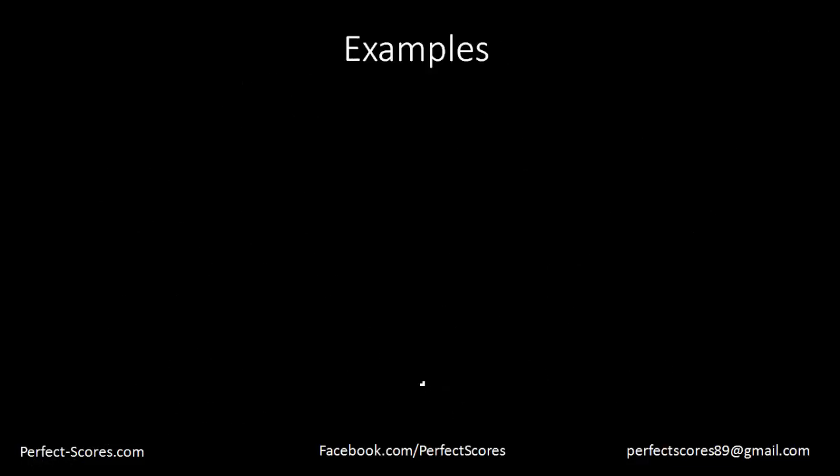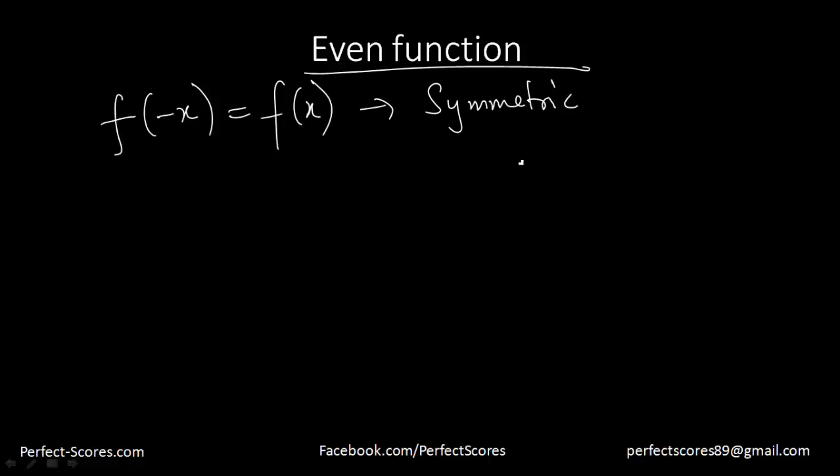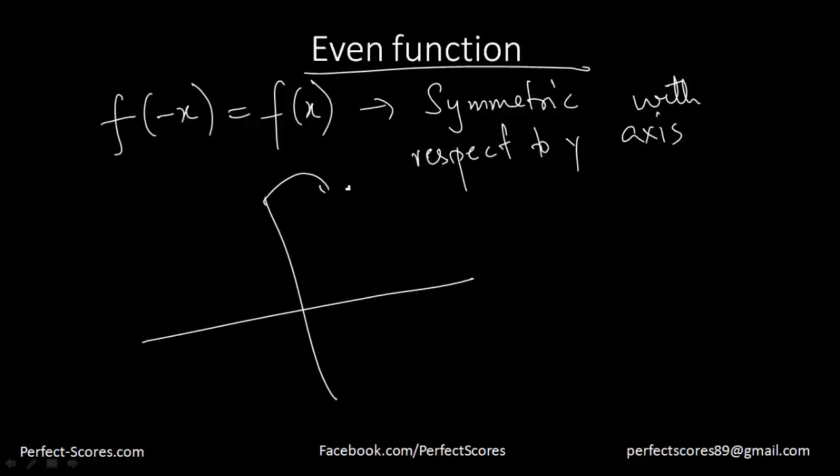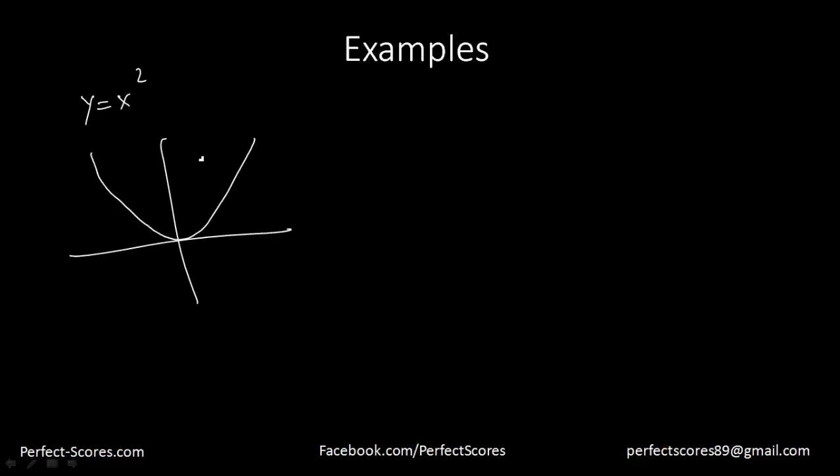Now, the next type of functions that I'm going to explain are even functions. In even functions, f of negative x is equal to f of x. These functions are symmetric with respect to the y-axis. That means whatever goes on this side, exactly the same thing goes on this side. Let's say, for example, y is equal to x square. As you can see, whatever is going on this side, the same thing is going on this side.